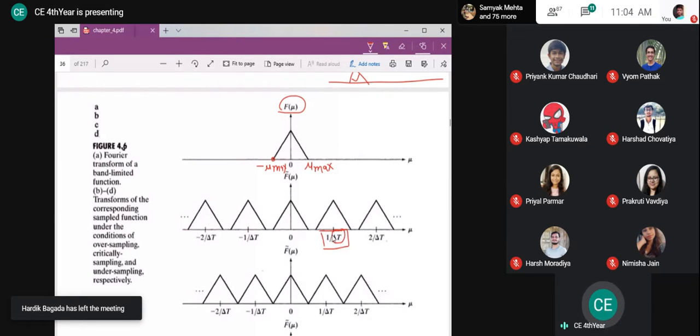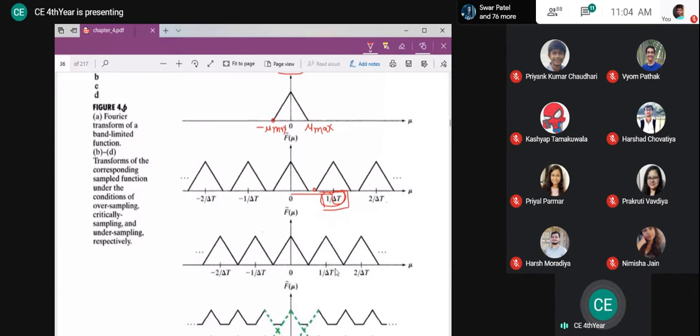And if 1 by delta t is smaller, it will get shifted nearby. It will not be far from 0. It will be somewhere here. This can be one of the possible scenarios: the distance from 0 will be smaller, and hence these triangles are touching each other. Now suppose I further reduce 1 by delta t, that means I further increase delta t. What will happen?